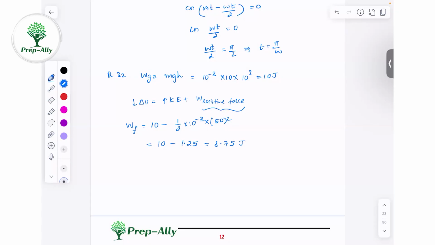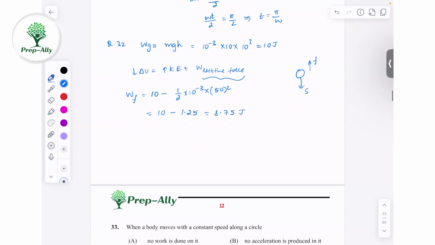Yeah. But this is the magnitude of work done. You see, the drop is falling this way, so the displacement vector is like this, but the force acts in the opposite direction. So this is actually the magnitude of work done. So work done is going to be minus 8.75 joules.